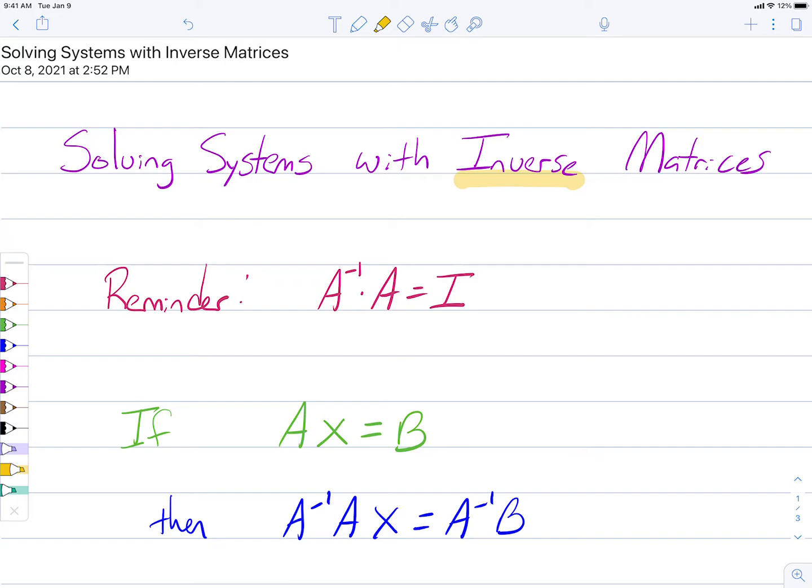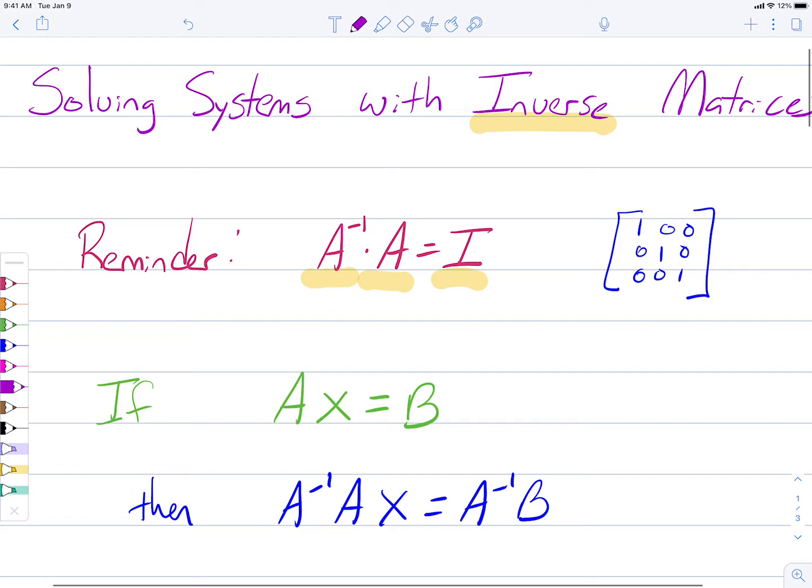A little reminder: if you multiply a matrix by its inverse, you get the identity matrix. Remember that the identity matrix has ones on the diagonal and zeros all around it, and it's however large it needs to be, a 2 by 2, a 3 by 3, or 4 by 4, and so on. So when you're solving a system, we're going to have some matrix here.